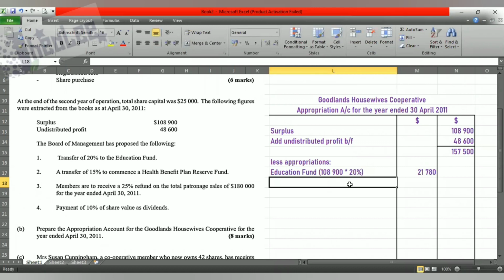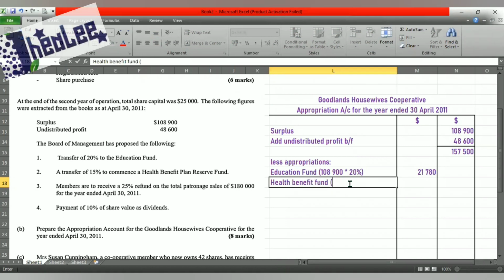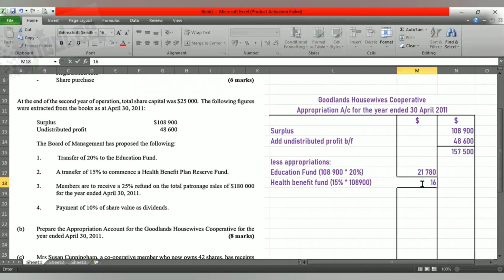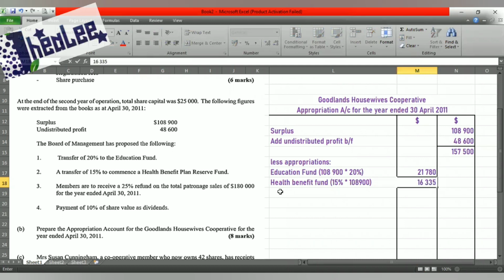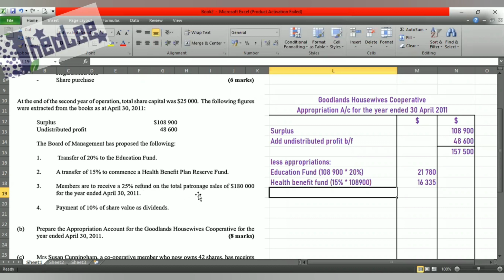Our next appropriation there is the health benefit fund, and you are to transfer 15% of the surplus to that. So that's 15% of the 108,900, and that gives us a value of $16,335. Following that, we have the patronage fund.